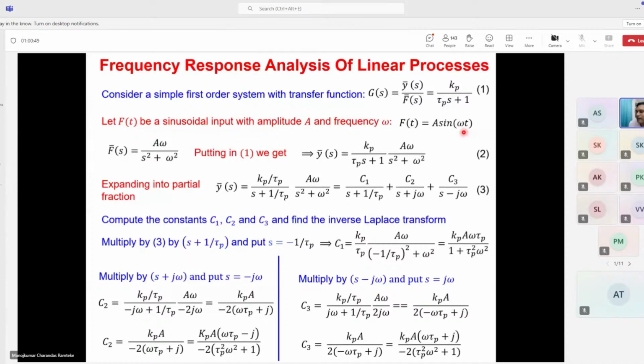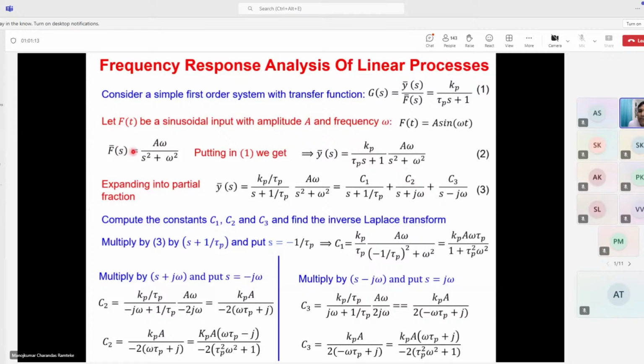Let's say f(s) is a sinusoidal input which is given as A sin(omega t), where omega is the frequency. Okay. This particular proof we have seen earlier, but there I have given directly the final expression. But now you can see the detailed proof of this particular input for a first order system. So for A sin(omega t), I can obtain f(s), I can obtain the Laplace transform of this input.